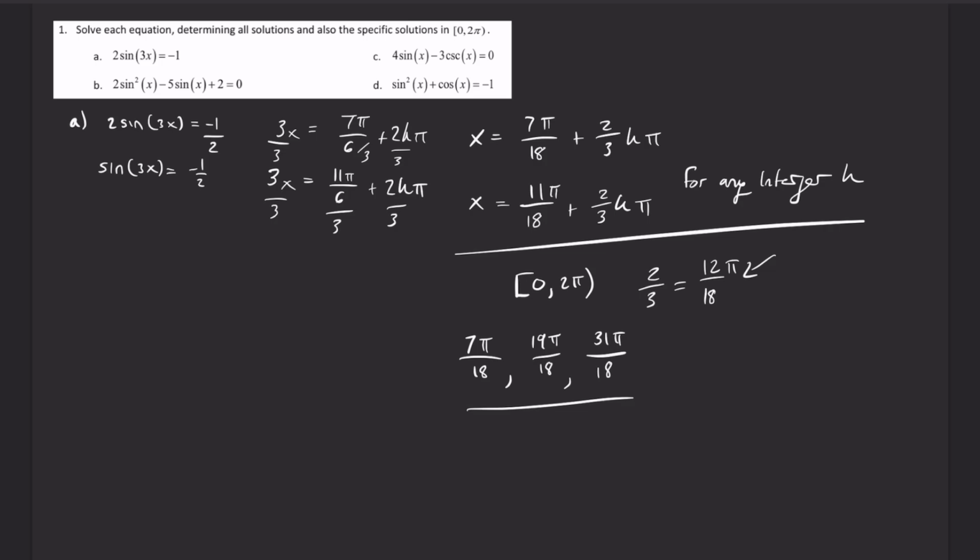Then for the second, we have 11 pi over 18. We also have 23 pi over 18, and lastly 35 pi over 18. And these are our solutions.